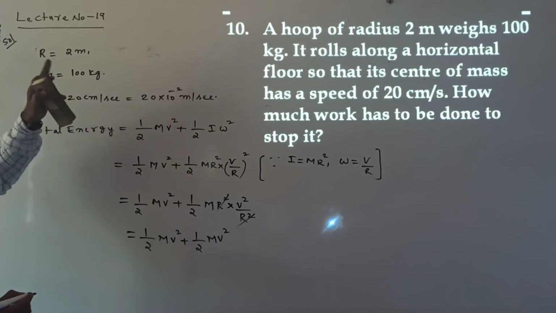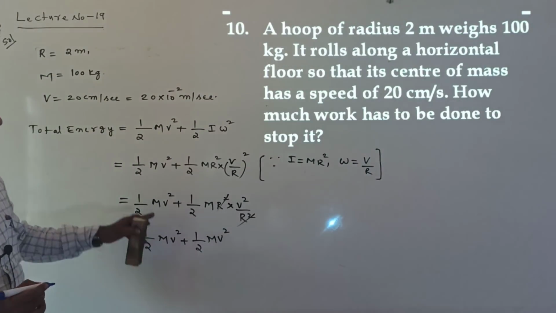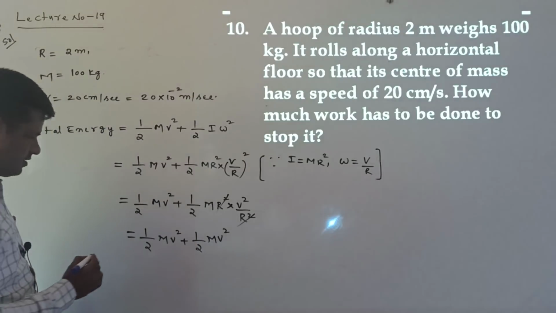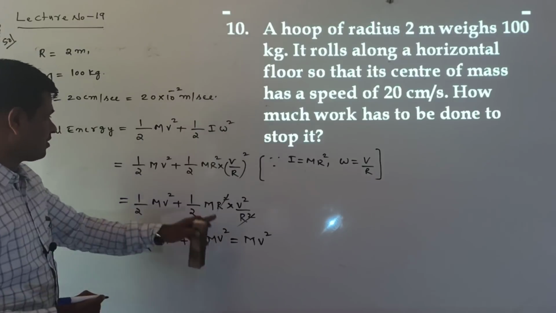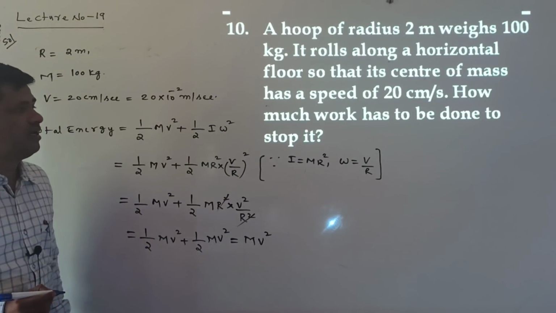Here capital M is the mass of the hoop, which I take as capital M equal to 100 grams. So half mv square plus half mv square is equal to mv square. This is the total energy.